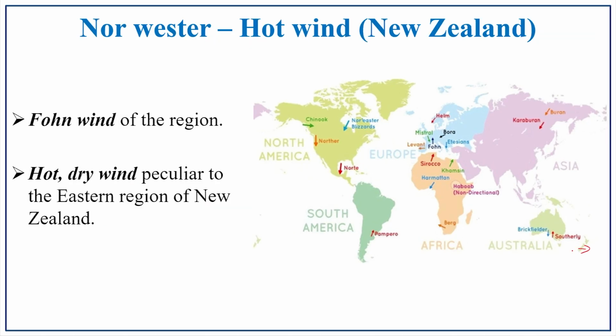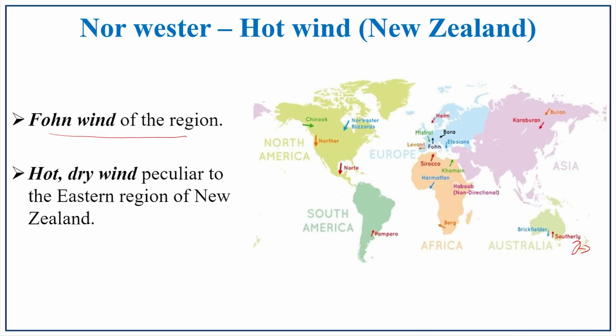The nor'westers prevail here in the New Zealand region, and it is also similar to the Fawn wind. If it is similar to the Fawn wind, what are the characteristics? That is the orographic effect. Because of the ascending and descending of air, that process prevails here due to the mountain, the Southern Alps, which is located in this region and is the most important reason for the nor'westers. This hard dry wind is peculiar to the eastern region of New Zealand.